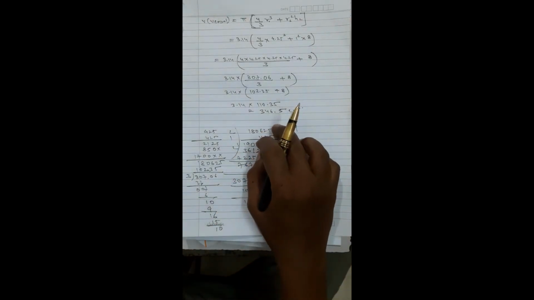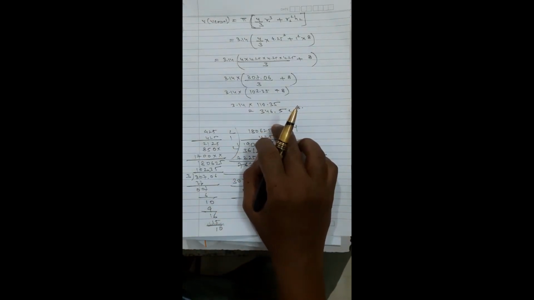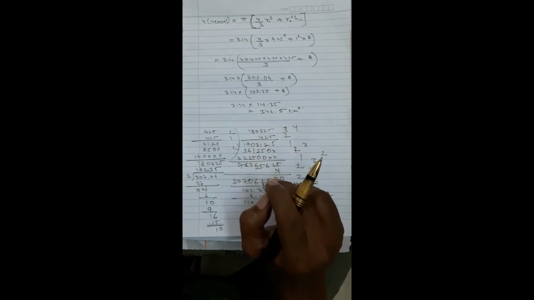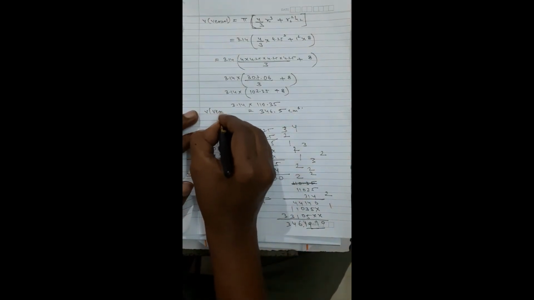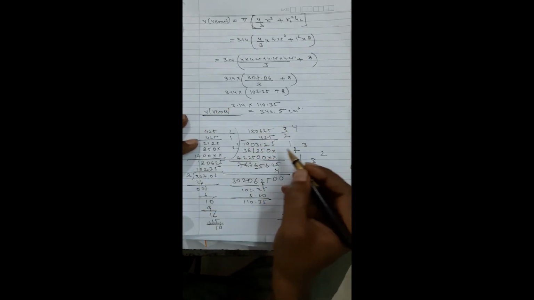Okay, this is what the vessel's volume is, and what they have given is 345 centimeter cube. This is the difference. The volume of the vessel is going to be this. So you can just tell she is not correct, since the volume of the vessel is 346.5 centimeter cube. She has given 1.5 centimeter cube less.